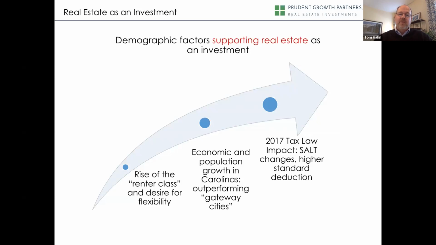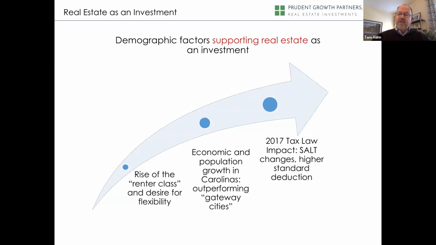Economic and population growth, specifically in the Carolinas, which is where we focus, is tremendously supportive of real estate. We are outperforming the gateway cities from a population growth standpoint and a price standpoint. And we've got a diverse economic base here in the Carolinas with medicine and universities, healthcare, technology startups, manufacturing, agriculture. And as a Sunbelt or Southeastern state, we're really benefiting as well from a lot of retirees relocating here. So all very supportive demographics to what we're doing, which is really important with real estate.